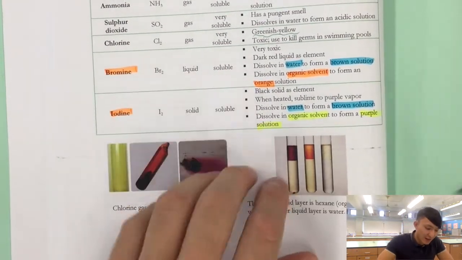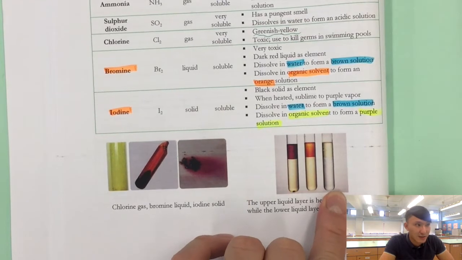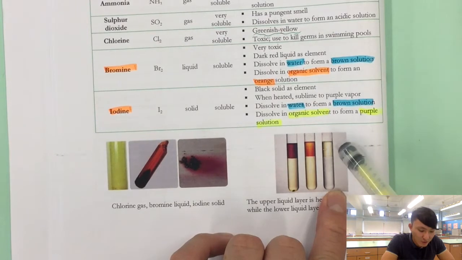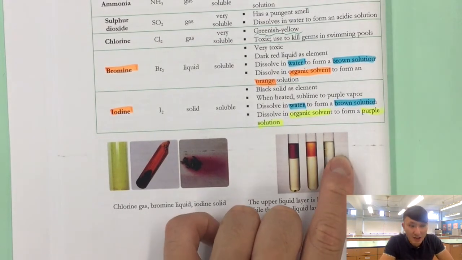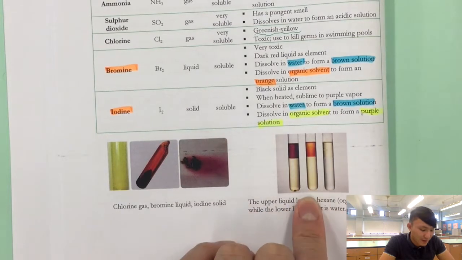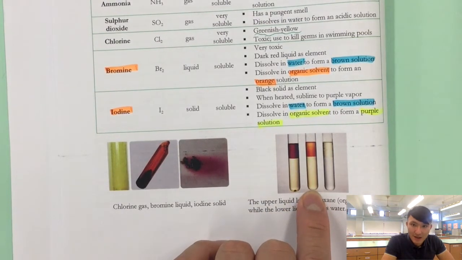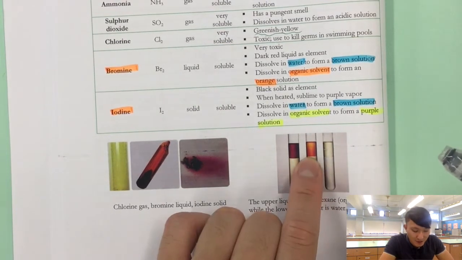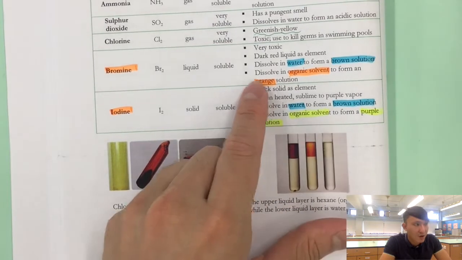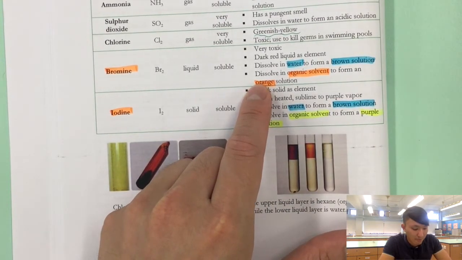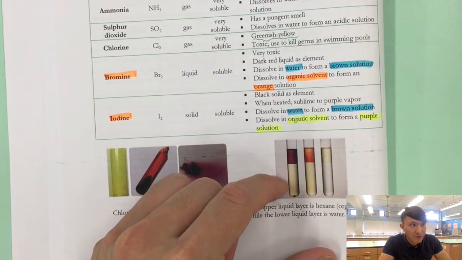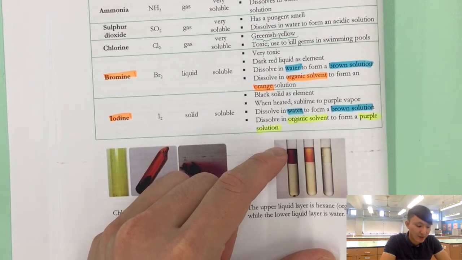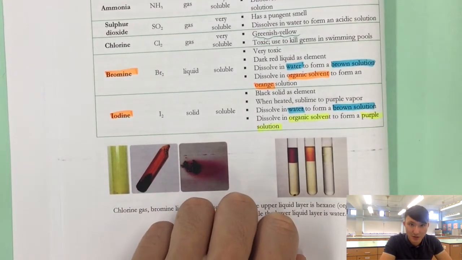You notice that starting from the right-hand side here, this one is actually chlorine. So chlorine in water is colorless, but when chlorine dissolves in hexane, it appears greenish yellow. Okay? The middle one is actually bromine, because when it dissolves in water, it gives you a brown solution, but when it dissolves in hexane, they give you what? They give you the orange solution. Okay? And the last one on the left, brown in aqueous solution in water, but purple in hexane. Okay? So you need to memorize these colors.